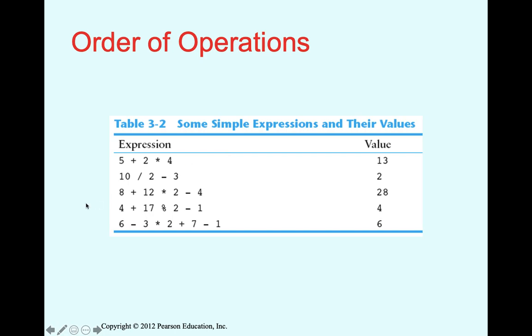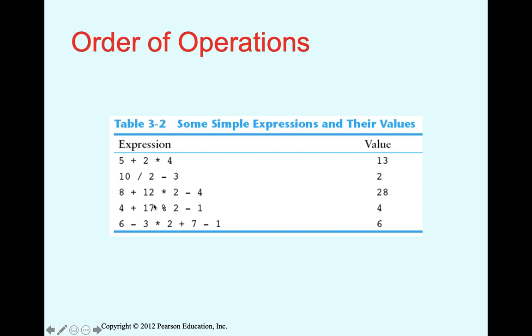So here are some examples. Here we have to do the multiplication first. 2 multiplied by 4 is 8. 5 plus 8 is 13. Here we have to do the division first. 10 divided by 2 is 5. 5 minus 3 is 2. Here we have to do the multiplication first. 12 multiplied by 2 is 24. 8 plus 24 is 32. 32 minus 4 is 28.